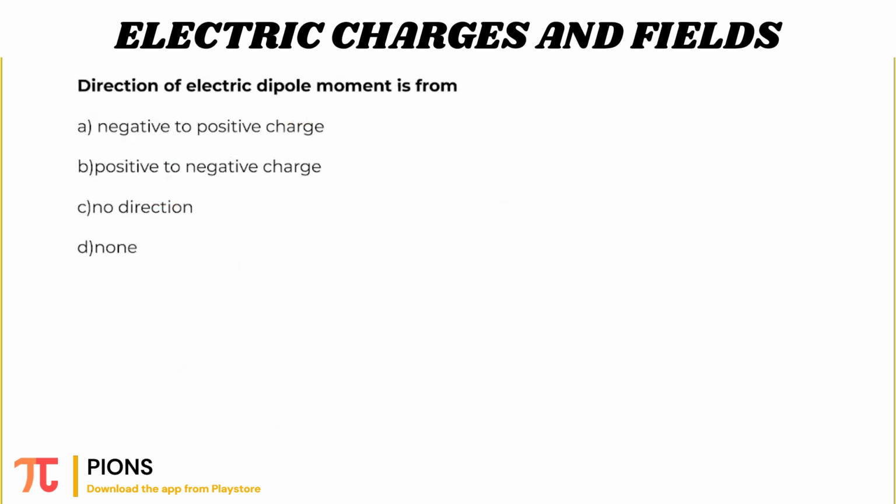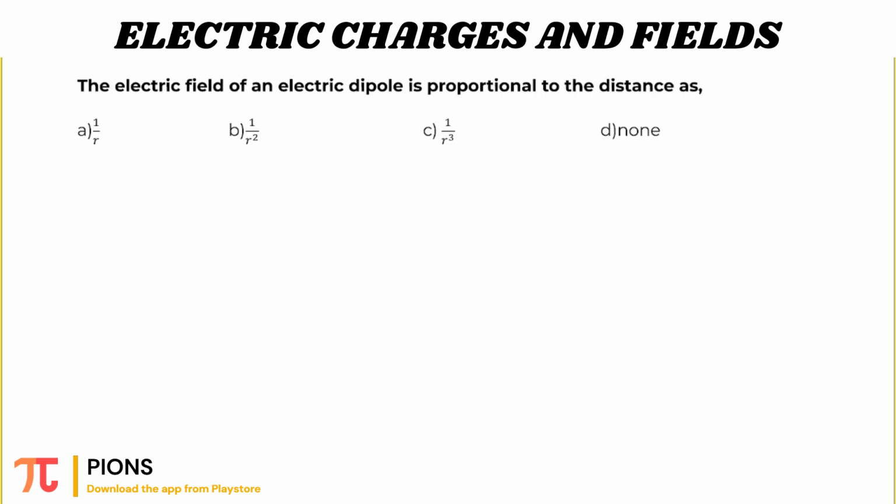The question says the direction of electric dipole moment is from negative to positive charge. That's the direction. So the electric field of an electric dipole is proportional to the distance as 1 by r cube. We have found this for axial as well as equatorial, right? Generally for a single charge, it's 1 by r square and 1 by r cube for a dipole.